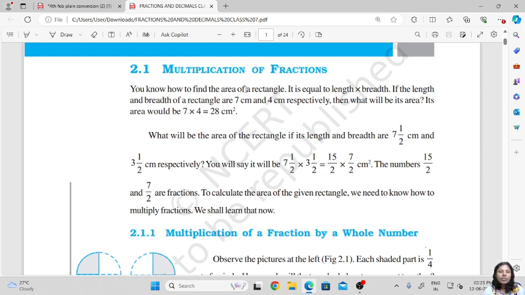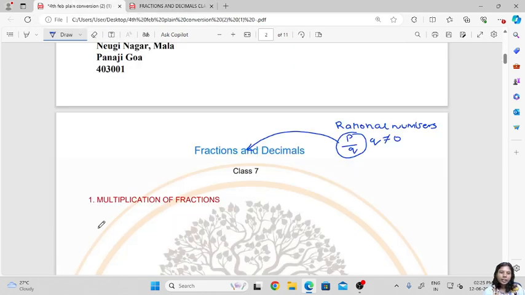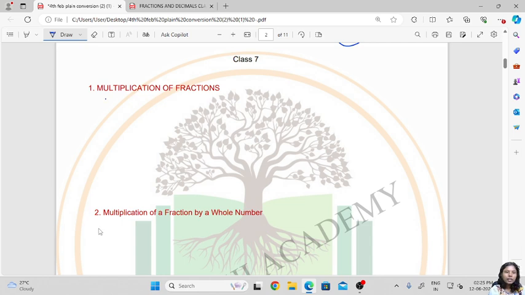You know how to find the area of a rectangle. What we simply do is length into breadth. Say we have 7 into 4 as the breadth. So our area of the rectangle will be 28 centimeter square. Now this was a simple multiplication because these are whole numbers.